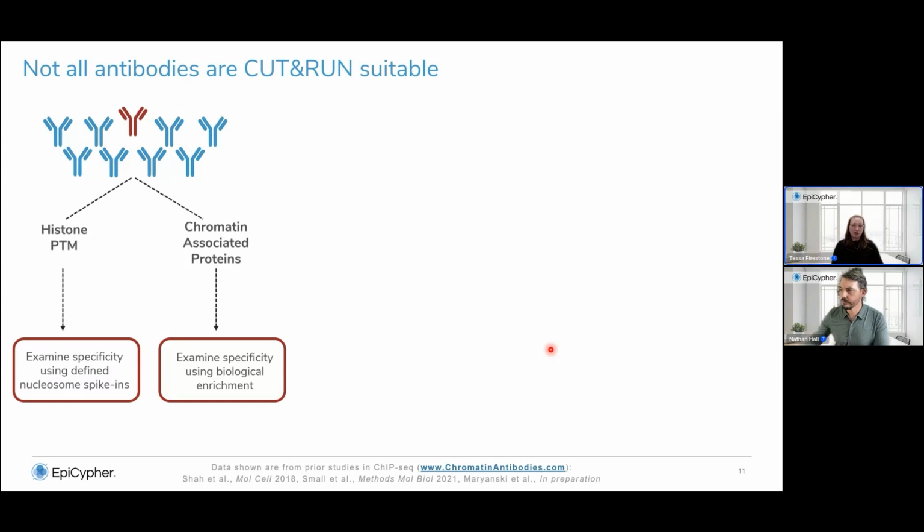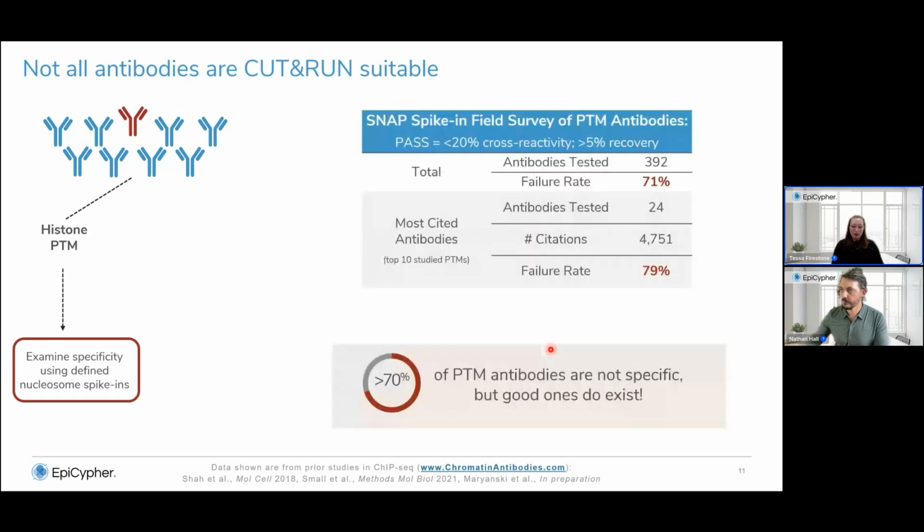So first, focusing on histone PTM antibodies. The most problematic concern is that the PTM antibody often recognizes off-target PTMs. And this is highlighted here, where over 300 antibodies were screened for their specificity using a nucleosome spike-in, and over 70% of the antibodies failed. The criteria for passing was only less than 20% cross-reactivity to a different PTM and capturing at least 5% of its target. However, good antibodies do exist, and in-application testing with spike-ins is capable of identifying highly specific PTM antibodies.